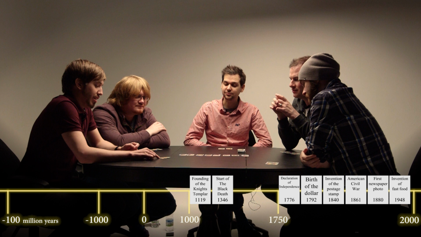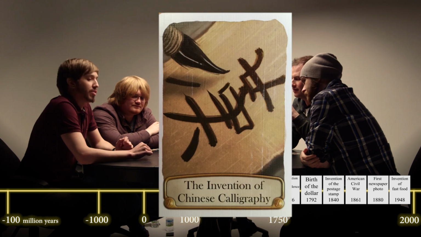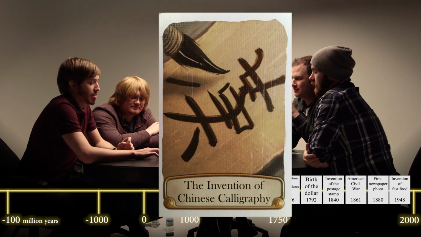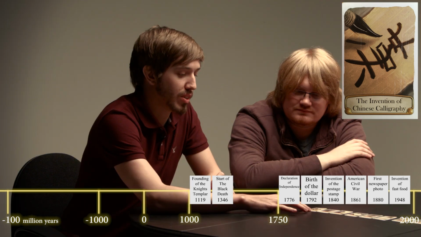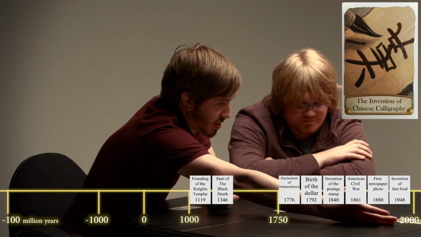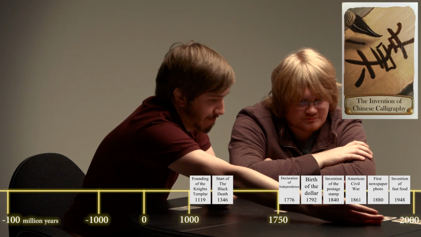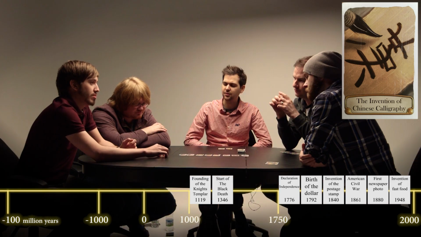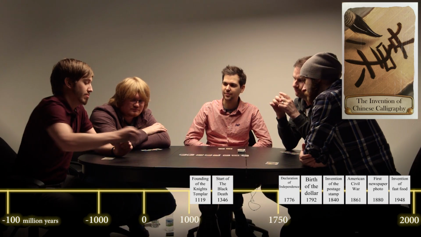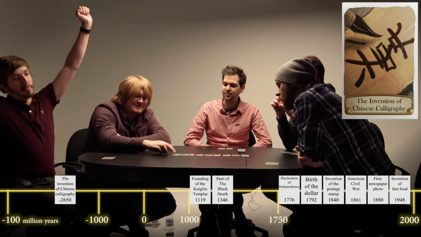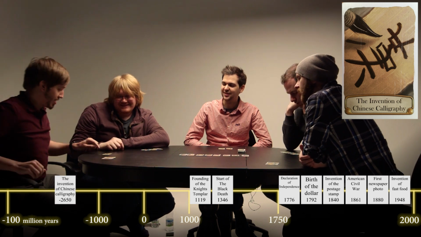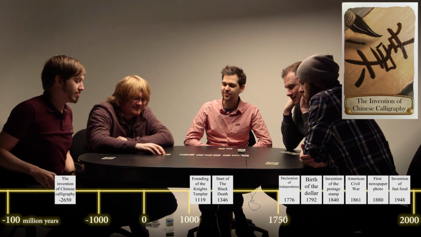I've got the invention of Chinese calligraphy. Oh. This is tough because it's completely different historical things to the Western culture that we all have here. Yeah. I reckon it's before all of this. Yeah? Go for it. Yes! Minus 2,650. Damn.